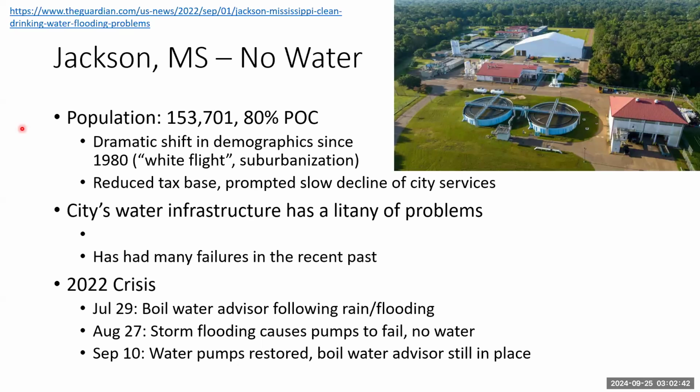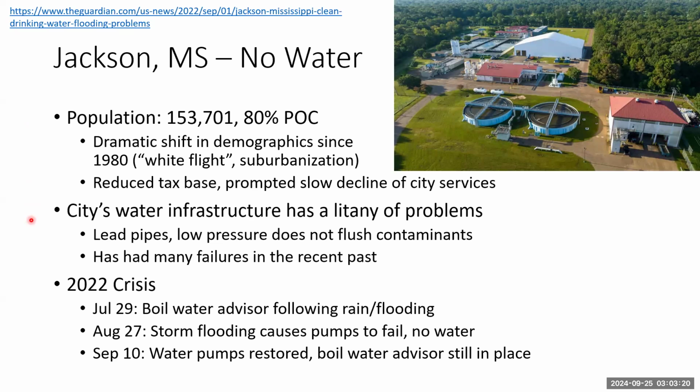There was a dramatic shift in those demographics in the 1980s. This caused a reduction of the tax base, and that left very reduced funds available for the maintenance of city services, and city managers who are predominantly white had to pick and choose which city services they were going to maintain and which ones they weren't. One of the ones that they decided to not maintain was the city's water infrastructure. And so some of the problems that we see in the city's water infrastructure in Jackson, Mississippi include lead pipes.